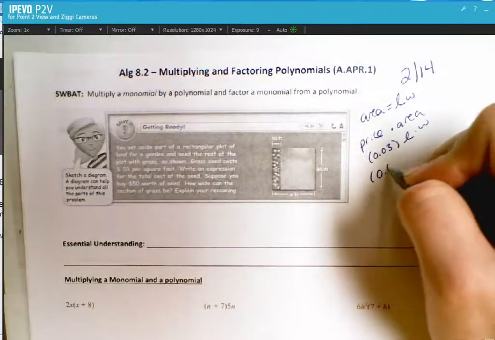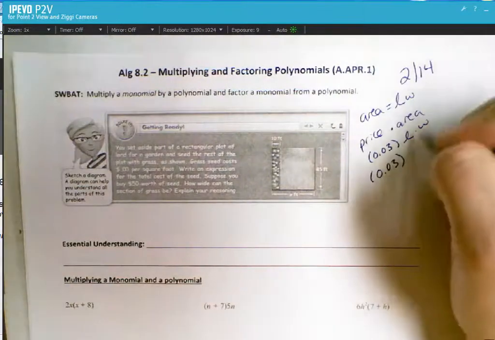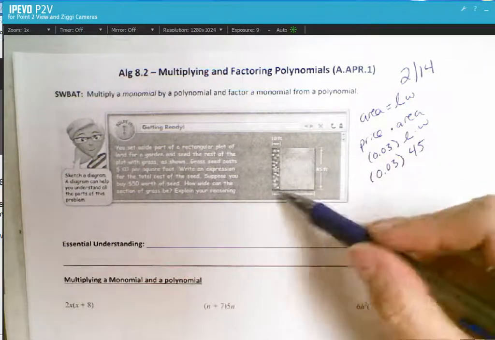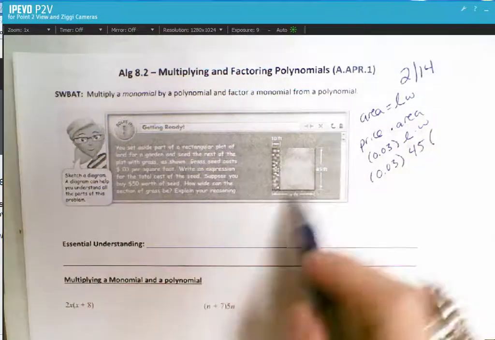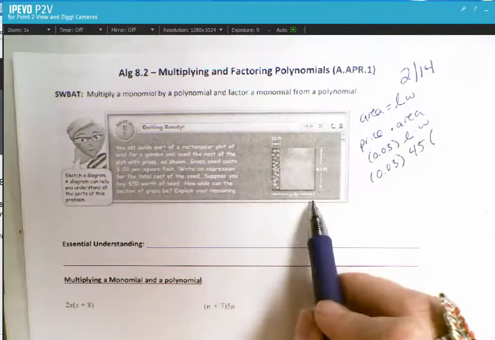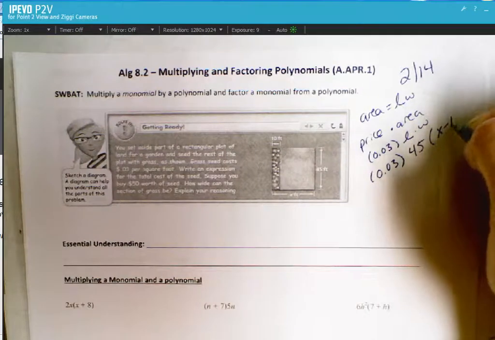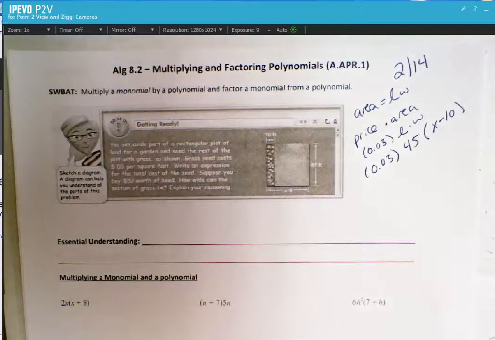So then we go 0.03, start substituting the pieces we know. We can call the length 45. It doesn't matter which length we're calling, as long as you're consistent in what you're doing, you're fine. Then we want to multiply that by the width. The whole width is x, but we're taking away 10 feet. So we have x minus 10, which gives me the expression that represents the cost. So we need to just use our algebra skills and bust out a calculator.